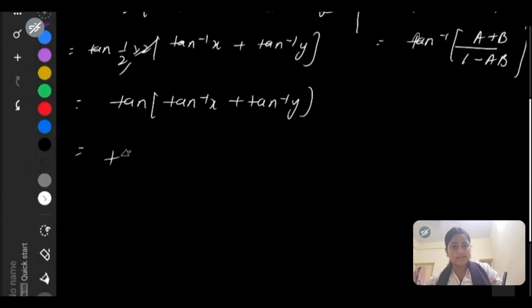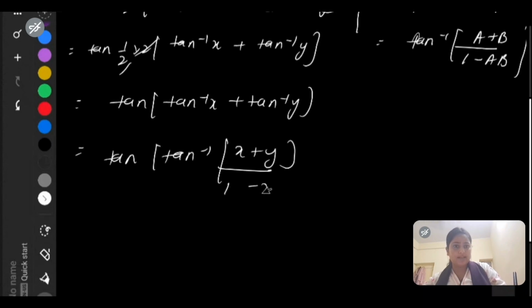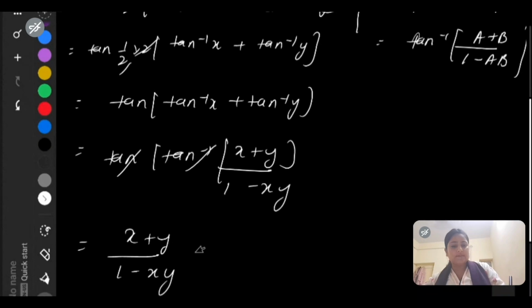So we'll exactly put this formula here. The next step, tan inverse x plus y upon 1 minus xy. Cut this 2. Now you'll get your answer, which is x plus y upon 1 minus xy. So this is the solution.